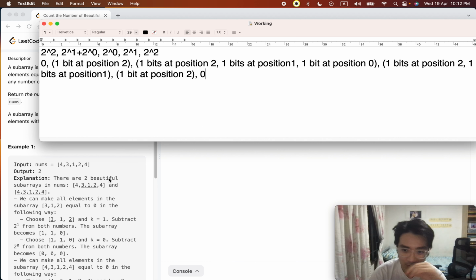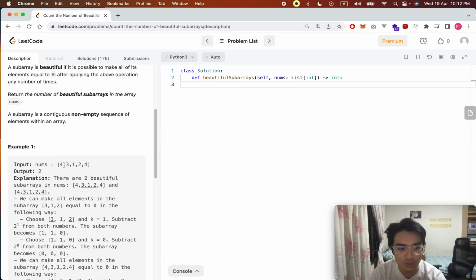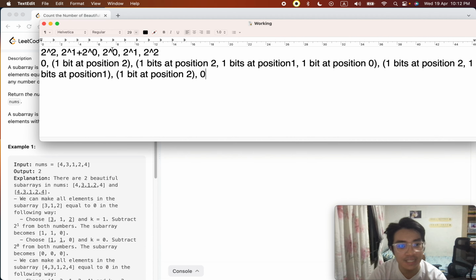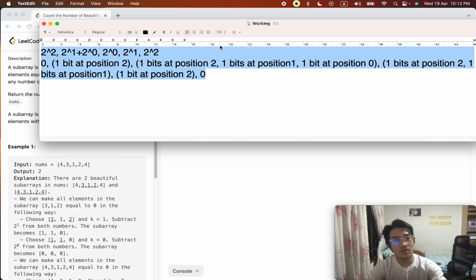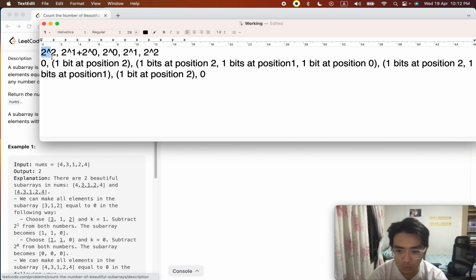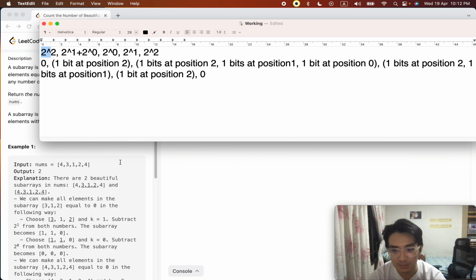So what I went ahead and did is I took this example 4, 3, 1, 2, 4, and I condensed it to this, the binary representation. So how did I arrive at this? Okay, so 4 is 2 squared. So basically the binary representation, if you're not familiar with that, you should go Google it, understand it. What it is basically, you're trying to convert the number to a set of powers of 2.